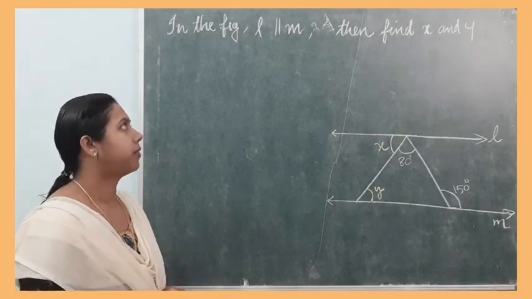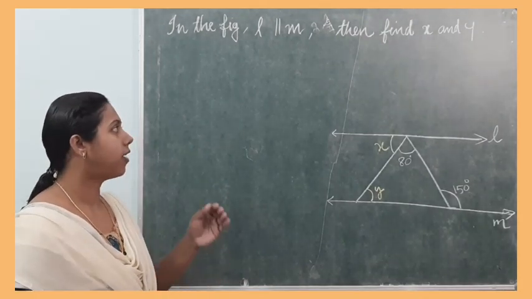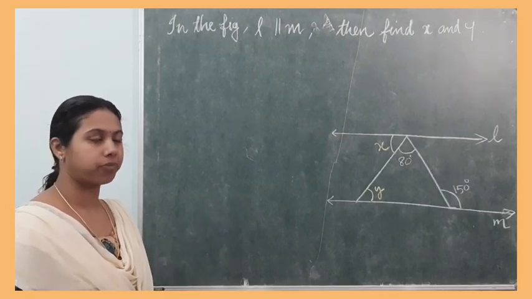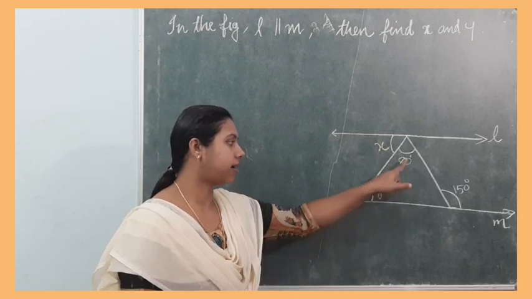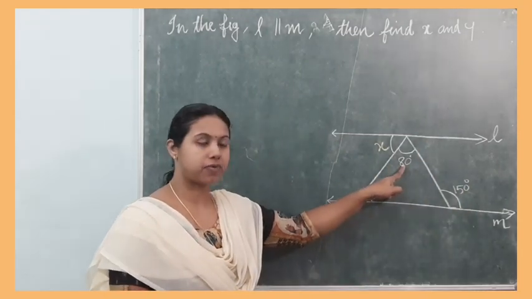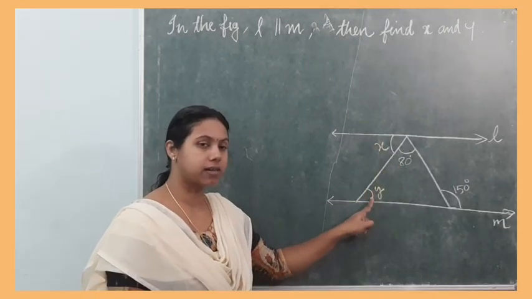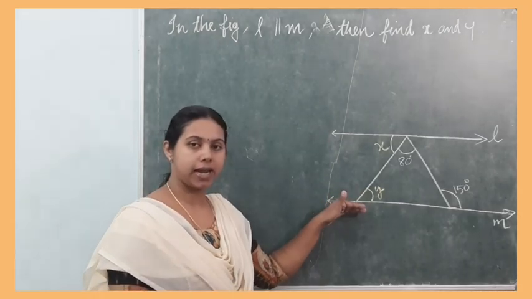See the next question. In the figure, L is parallel to M and find the value of x and y. When you look at the figure, you can see that this angle is given for you and this angle is given for you. This is angle x and this is angle y. It's given that line L is parallel to line M.